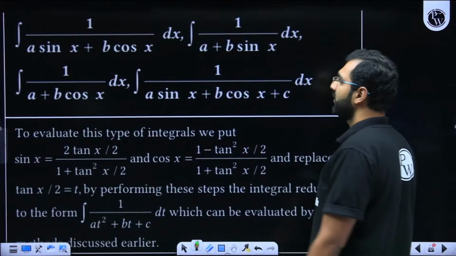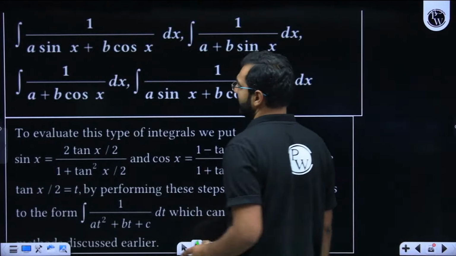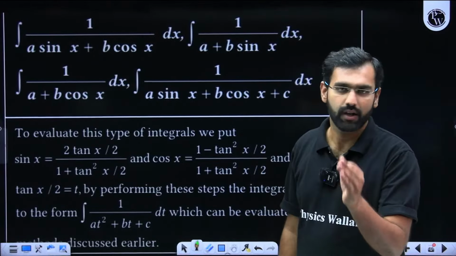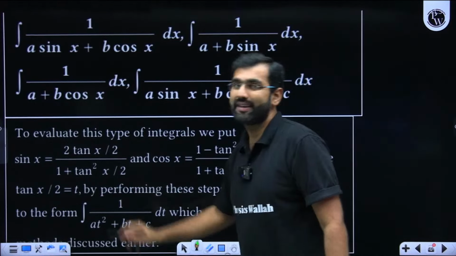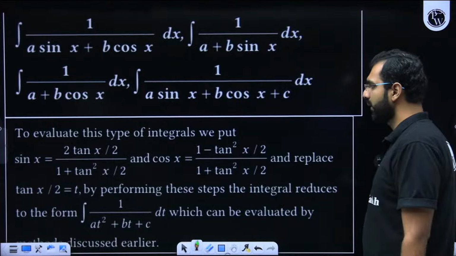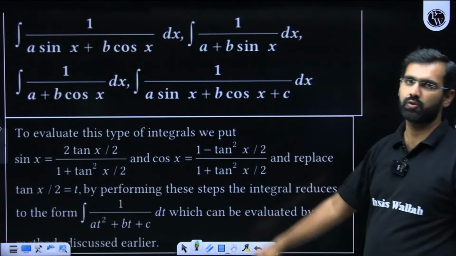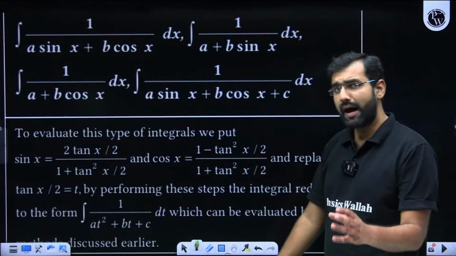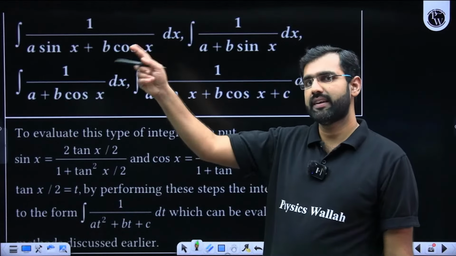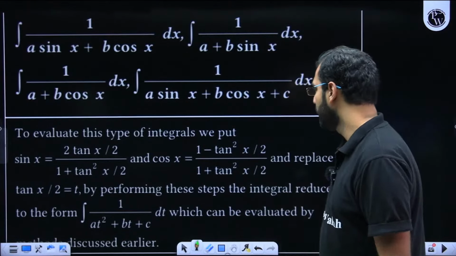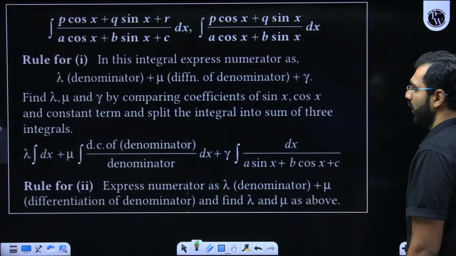If you are seeing something like this, sin x and cos x in linear powers, just use this. Sin x is substituted by 2 tan(x/2) upon 1 plus tan square(x/2), and cos x by 1 minus tan square(x/2) upon 1 plus tan square(x/2). Again, you will see that same relation: tan x substituted by t, sec square x dx will be dt, and again you will see a quadratic which you know how to solve.